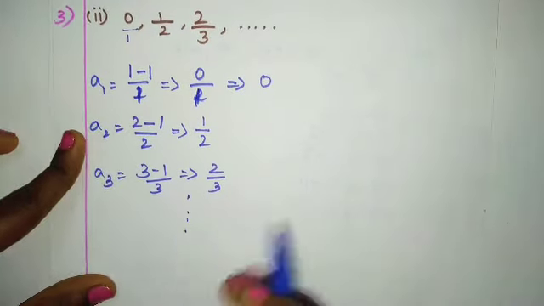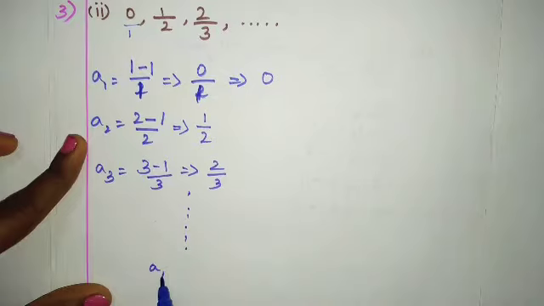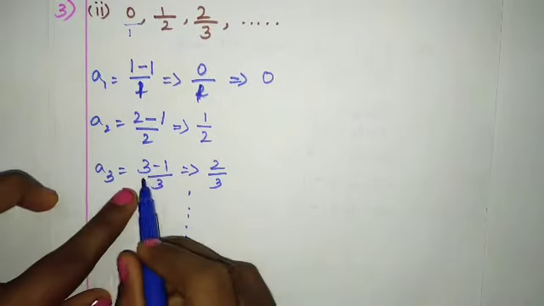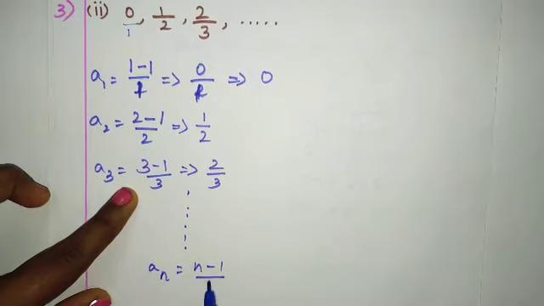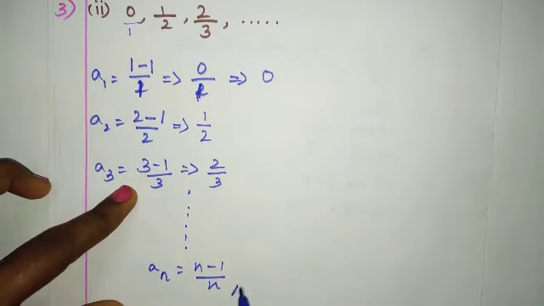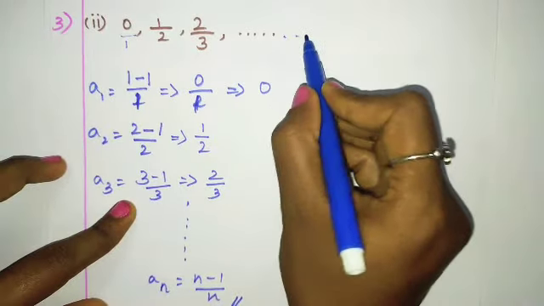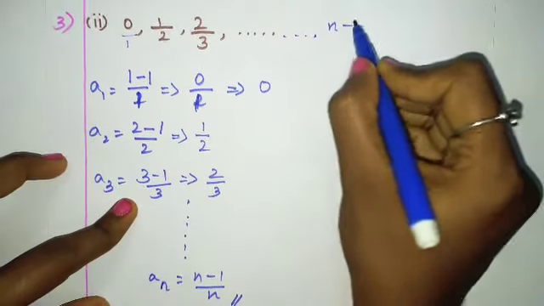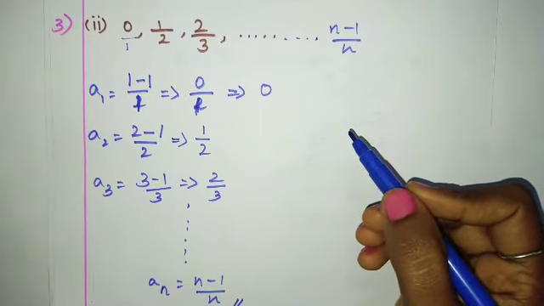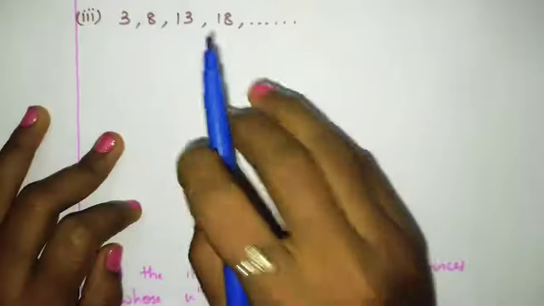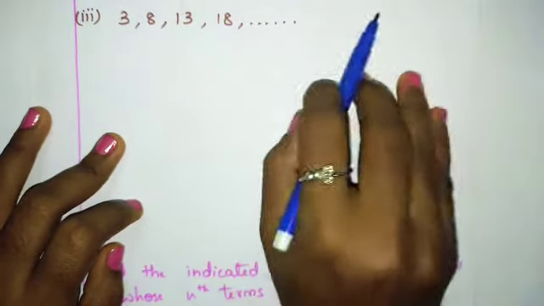Similarly, if I continue this for nth term, what it becomes? It becomes an is equals to n minus 1 divided by n. That's it. So n minus 1 divided by n. Okay, so this will be your nth term. So if I continue this sequence like this only, the nth term will be n minus 1 divided by n. Got it? So now we'll see next subdivision. Next, 3, 8, 13, 18 and so on.